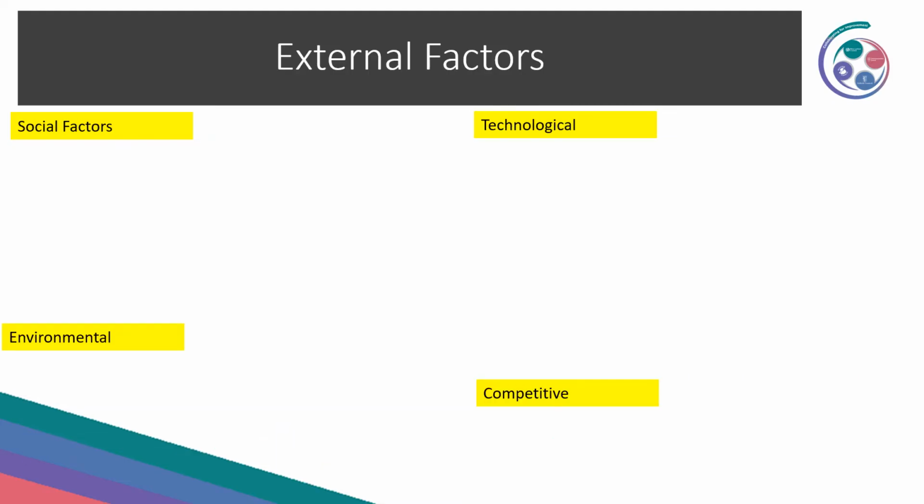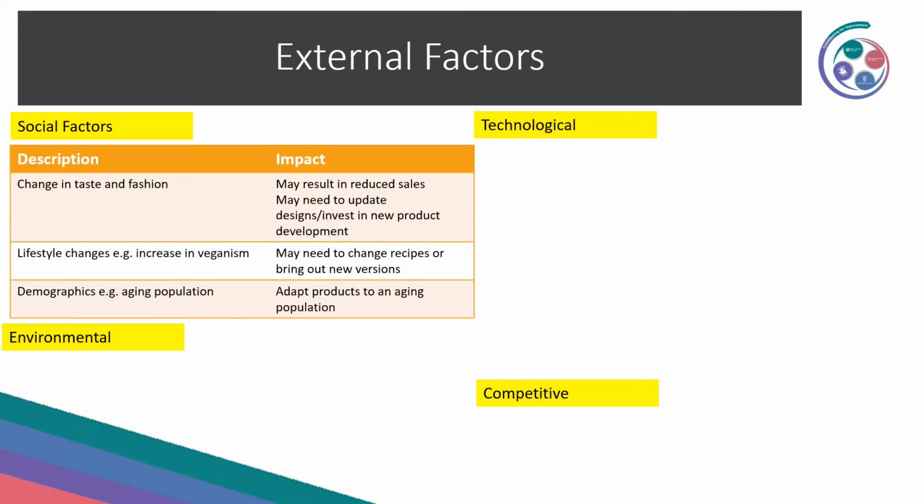So the S in the PESTEC factor stands for social factors. So what we'd be talking about here is change in taste and fashion, the fact that our likes and dislikes change, and this may impact on a business because they may reduce sales if they don't keep up to date with them. So they may need to keep up to date with designs or invest in new product development. So say it was a fashion brand, if they don't keep up with the times, then people won't buy the product, and they might need to invest in trendy designers and pay a little bit more to keep their designs updated.